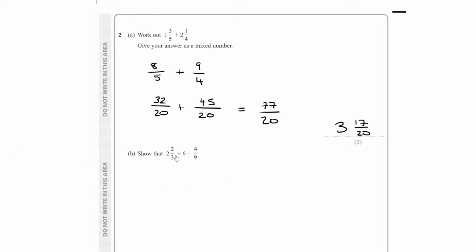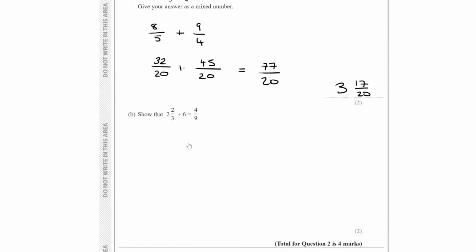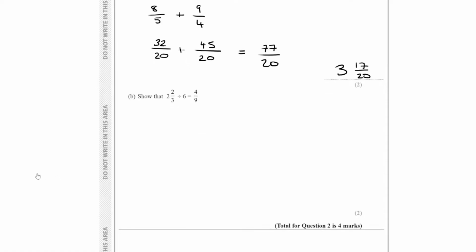Part B is then similar. We've just got a divide, and they have actually given us the answer, so at least you know if you're correct because you should get the same thing. So show that 2 2/3 divided by 6 as a whole number is equal to 4/9. Now, the first one we do need to convert into an improper fraction. So again, 2 times 3 is 6, plus 2 is 8. So that's 8/3.